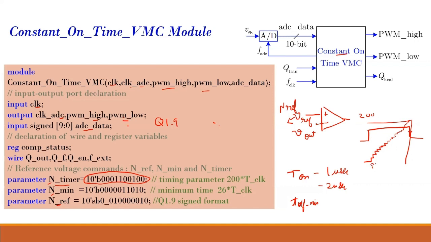To implement it, we have to give clock signals. So if my maximum value is 200, in 200 into T clock, my counter will be high. But if I make this value 400, then the time will be 400 into T clock.